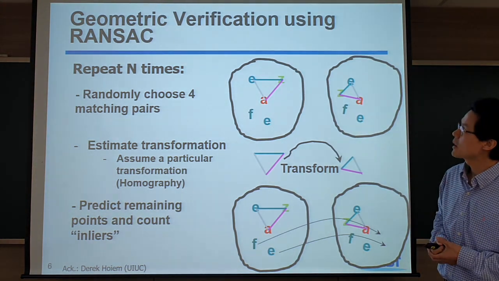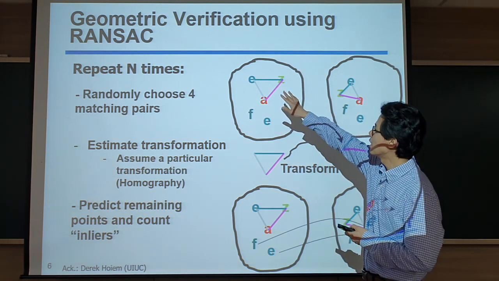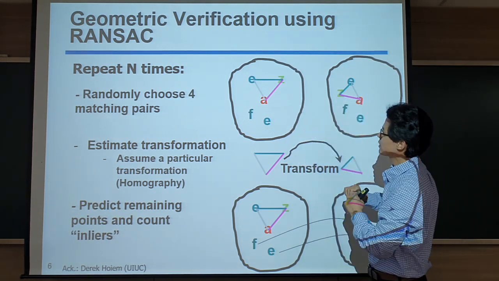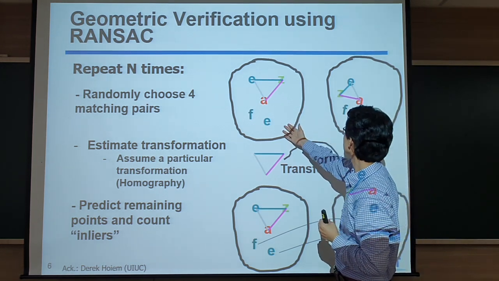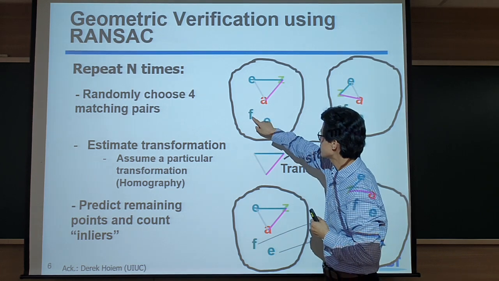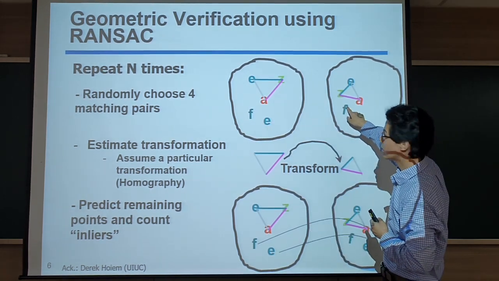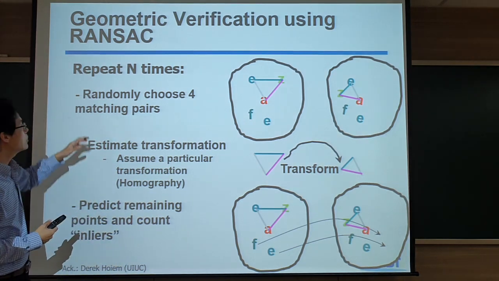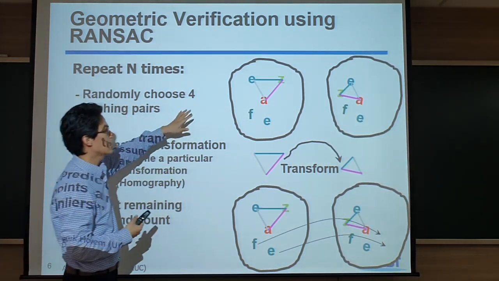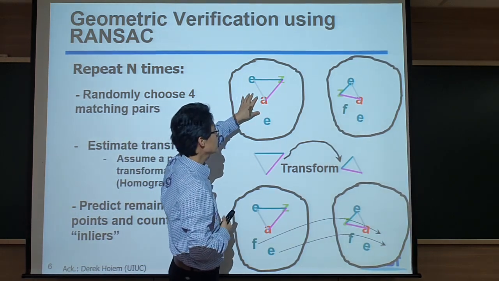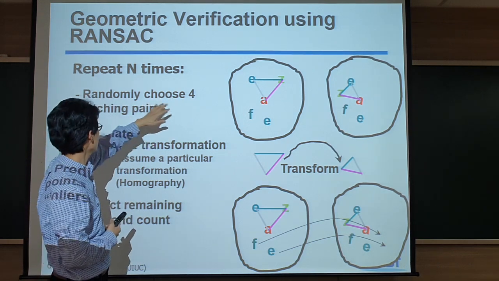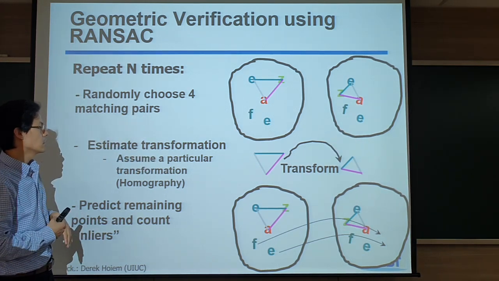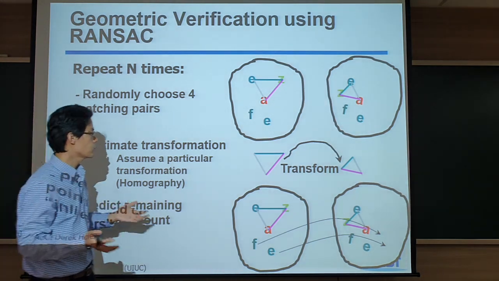As an example of geometric verification, we will use this RANSAC approach. The RANSAC approach is kind of simple. We start from these two images, and we identify these matching pairs. In this case, this feature F is matched here to another feature F in this image, and so on. Out of these many matching pairs, we randomly choose four matching pairs. For example, here I just showed three matching pairs, but we choose four. And then we estimate the transformation out of these four matching pairs. We can use different transformations between these two images.